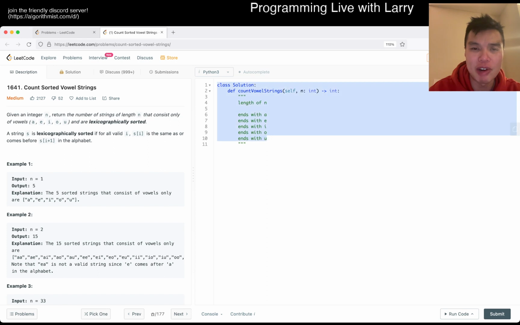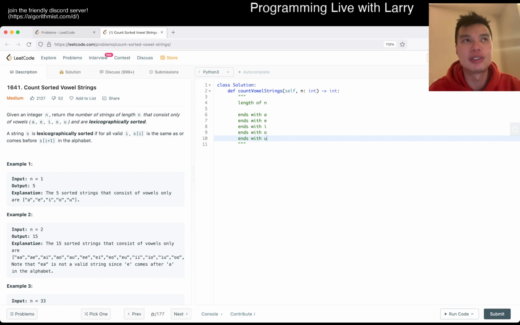And then of course these questions depend on how many strings of length n minus one there are, right? So you can definitely do this recursively.